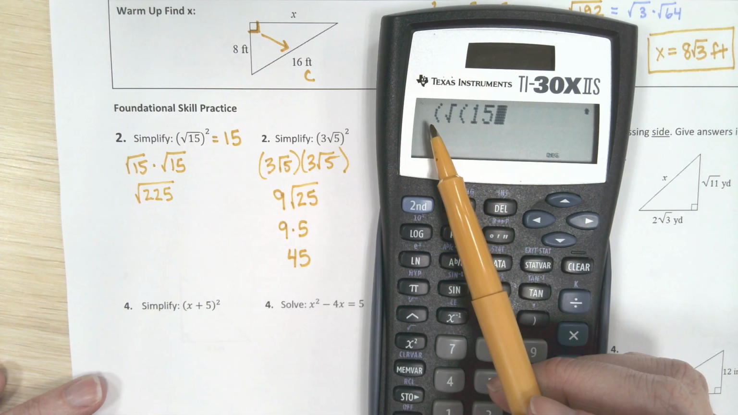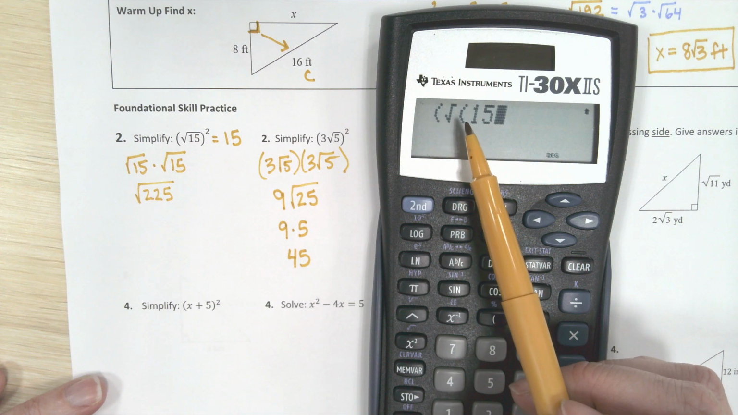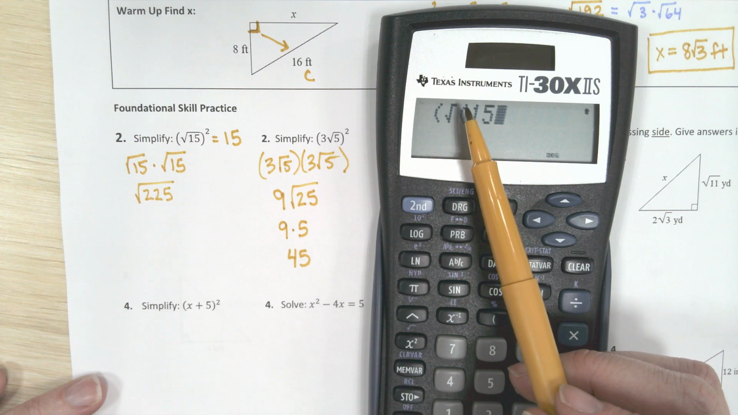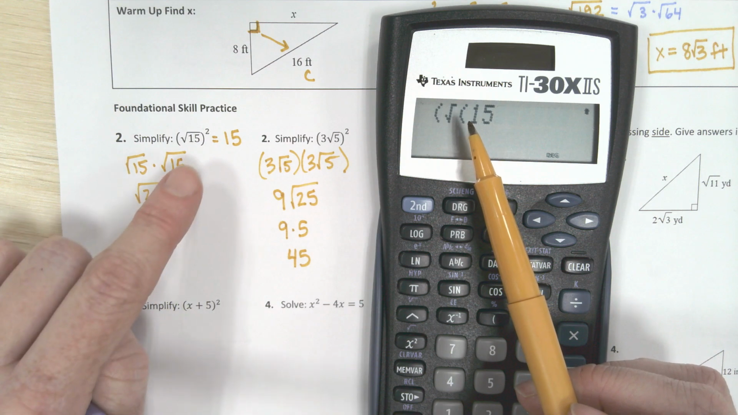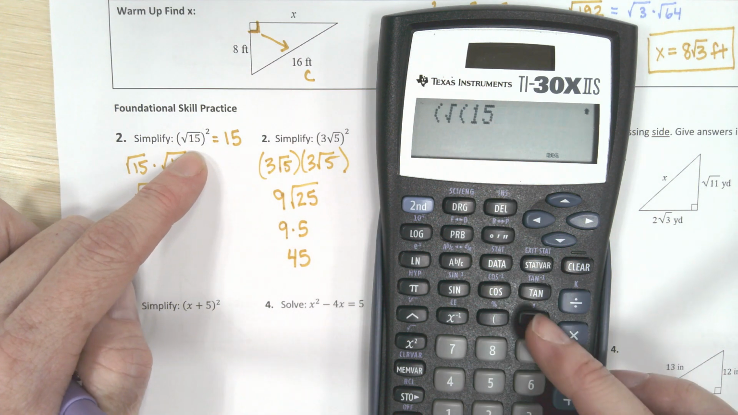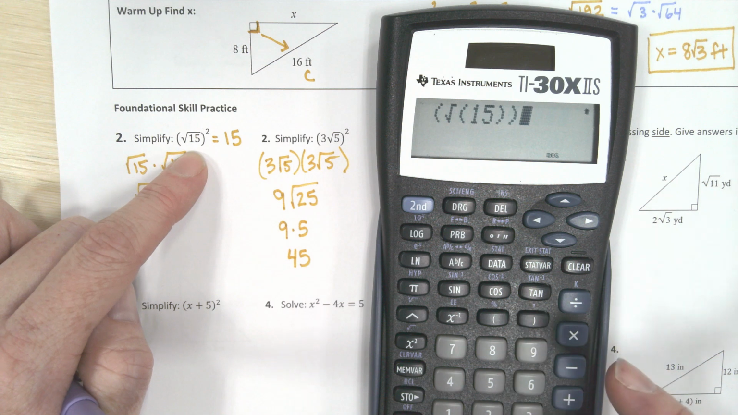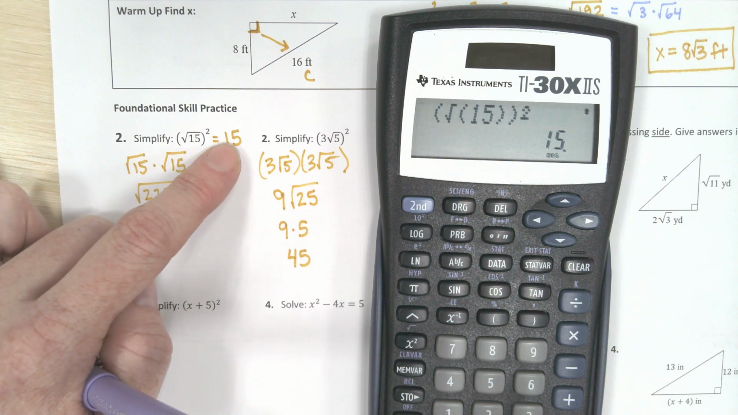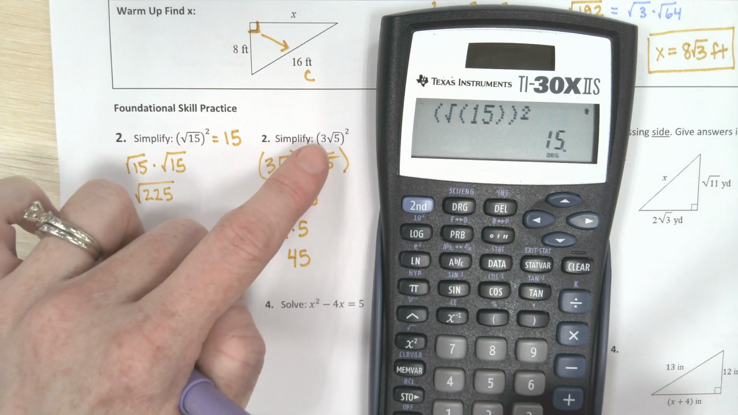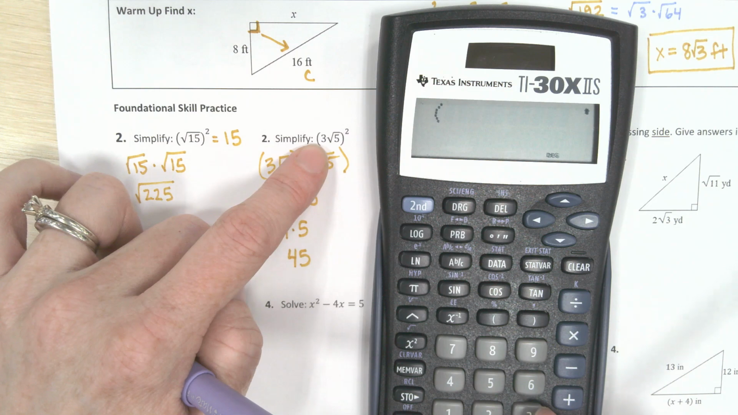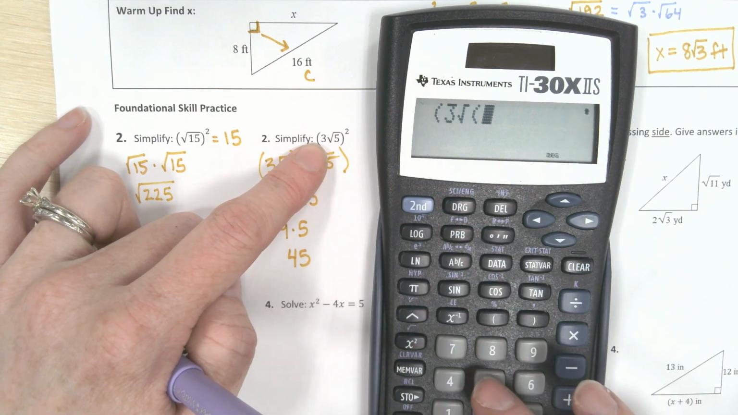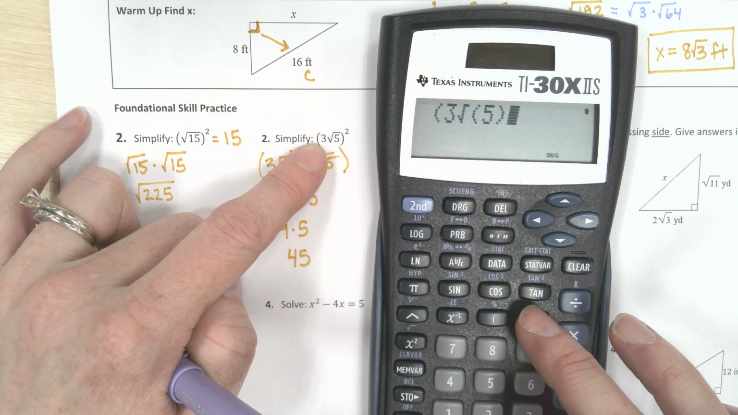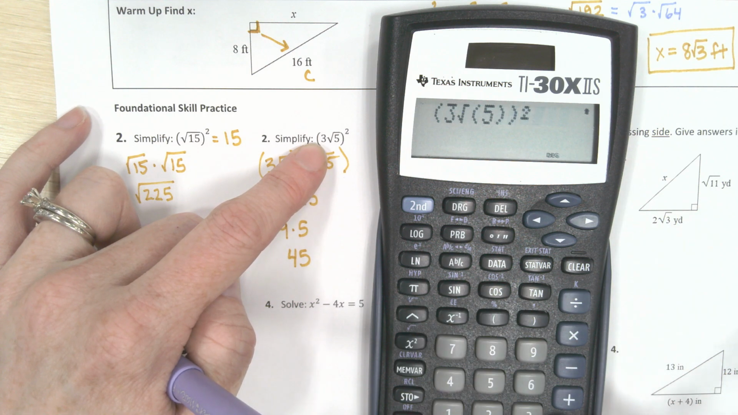However, when I put a parentheses out front, my calculator puts another parentheses when I open up my root. So to do this problem correctly on my calculator all at once, I would need to close both of those parentheses and then use my squared button. And there it is, 15. Same thing with this second one. If I open up those parentheses, 3 square root 5, I need to close both and then square.